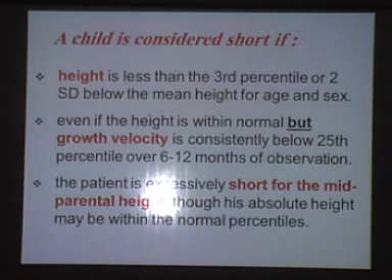So, to summarize, a child is considered short if height is more than 2 SD below the mean for age and sex, even if the height is normal but the growth velocity is below the 25th centile, or if the patient is short relative to the mid-parental height, although his absolute height may be within the norm.